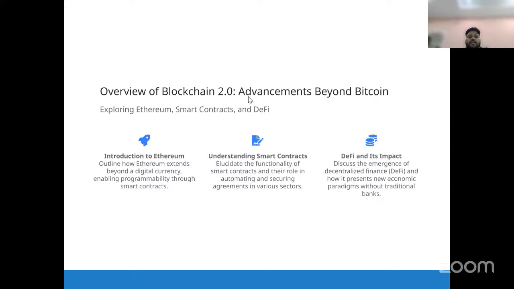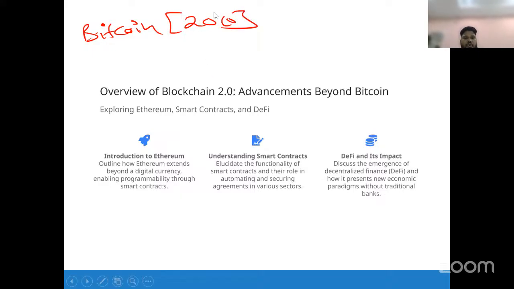So now moving on to the next part, that is blockchain 2.0. What exactly is blockchain 2.0 and how is it important? Blockchain 2.0 means the advancements which are happening apart from Bitcoin. Bitcoin, the concept came in 2008, and the first block got created in 2009.